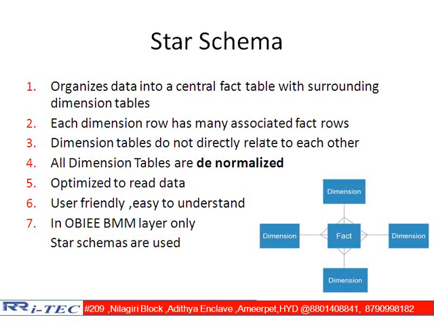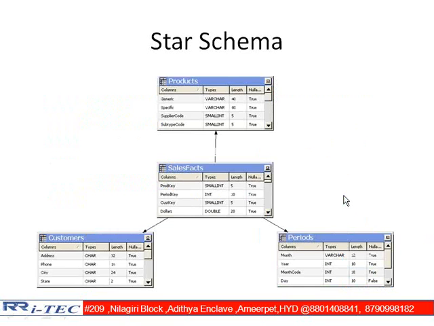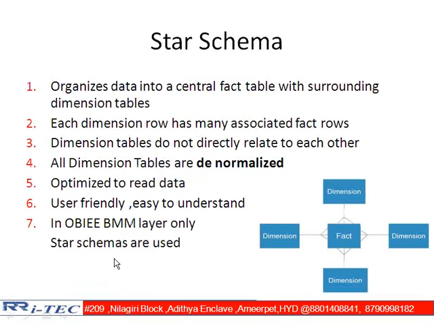Correct. Next point. Dimension tables do not directly relate to each other. What does that mean? If you see this dimension, do I have a direct join? No. That is what I am saying. There is no join between these two dimension tables. Each and every dimension table is coming via what? Via the fact table only. That is one more property.